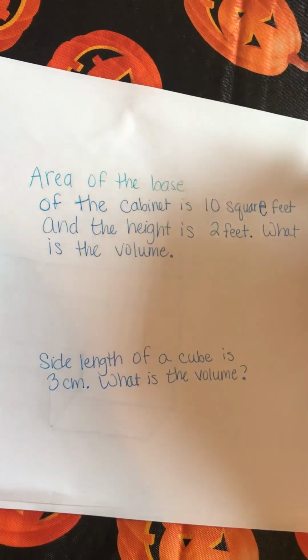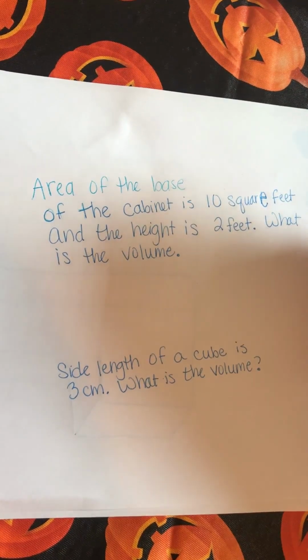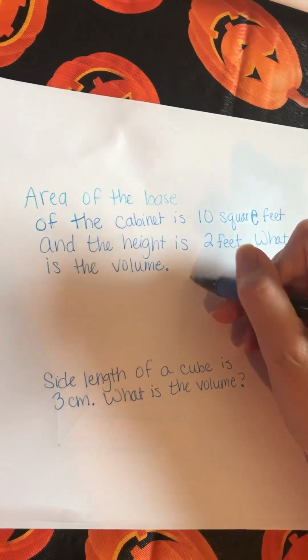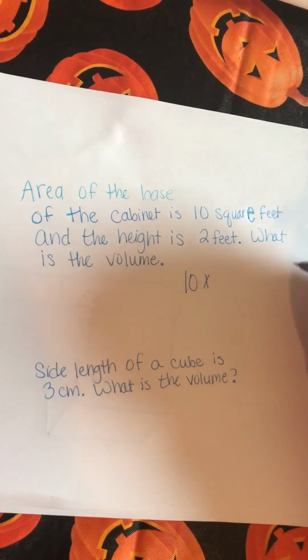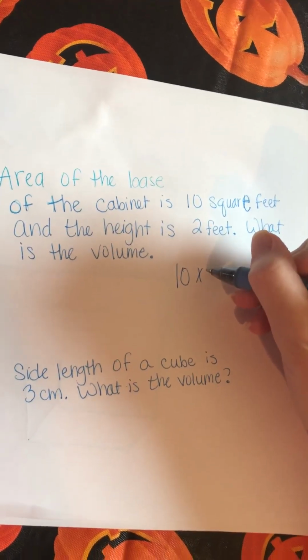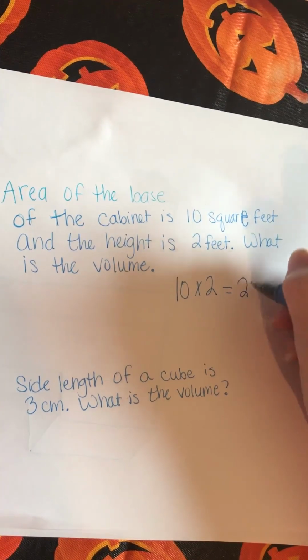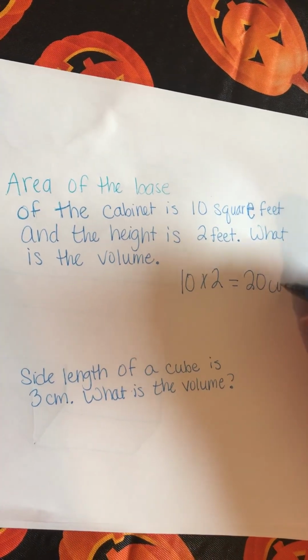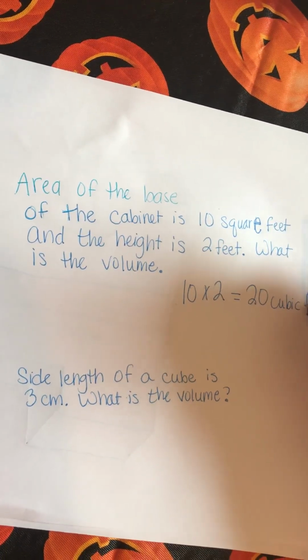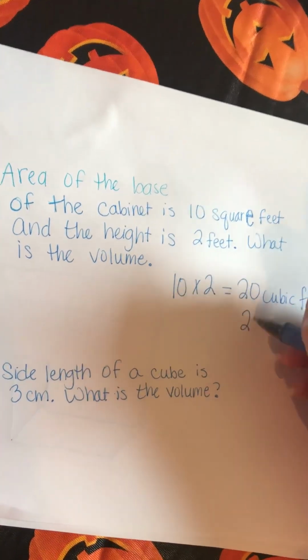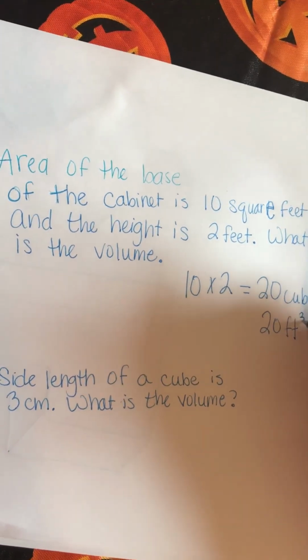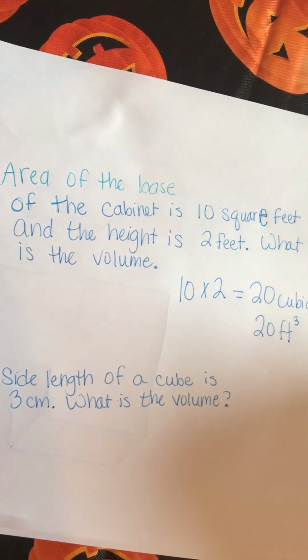So I know that since I've been given the area, that's the length and the width, so I can just multiply that by the height, and my units are the same, so they're both in feet. So 10 times 2 would give me 20 cubic feet for the volume. I could also write it with the little 3, so 20 cubic feet.